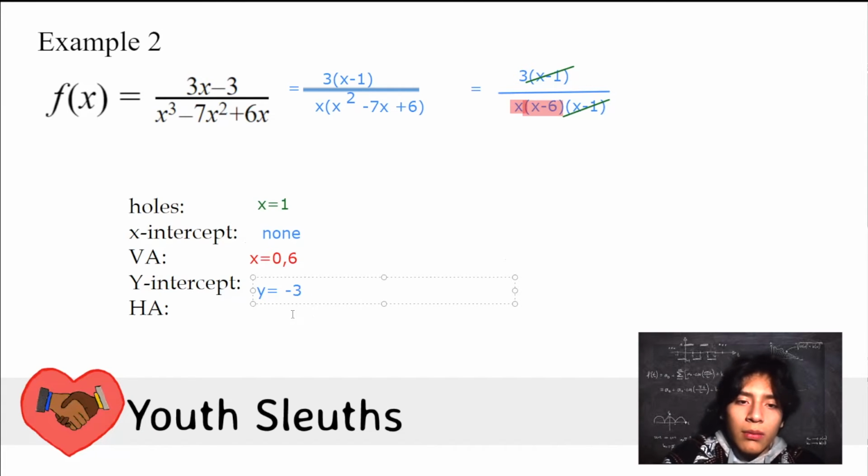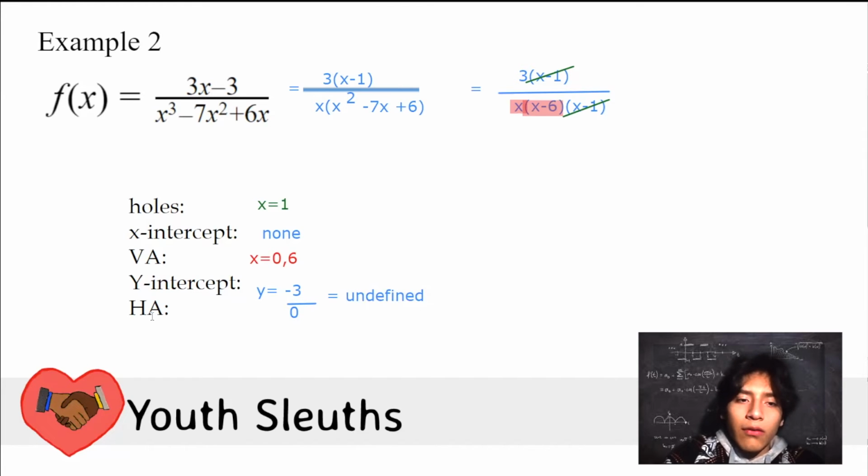And now we need to plug in the top. So 0 cubed is just 0, minus 7 times 0 is just 0 again, and then plus 6 times 0 is just 0 again. So we have 0 at the bottom. Now you'll notice that we can't divide by 0, and that is undefined, or in other words, we don't have a y-intercept.